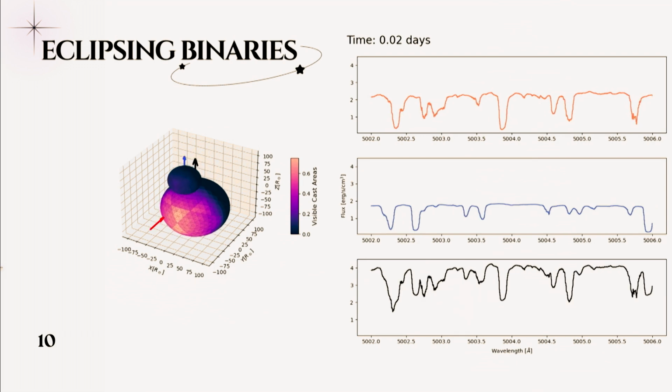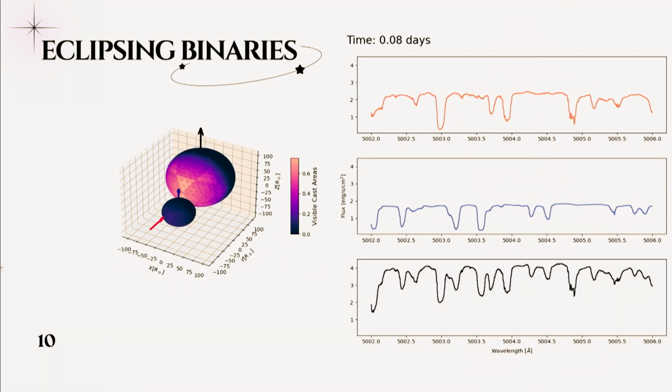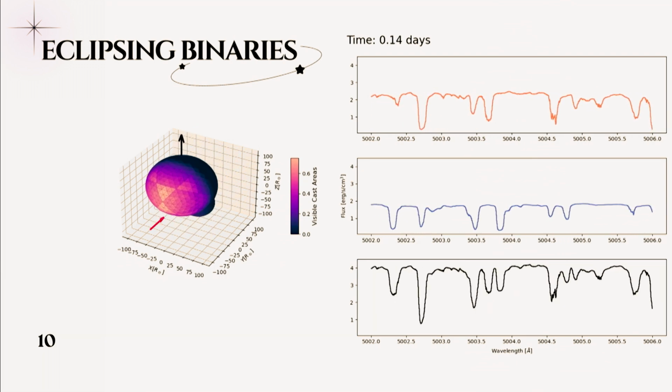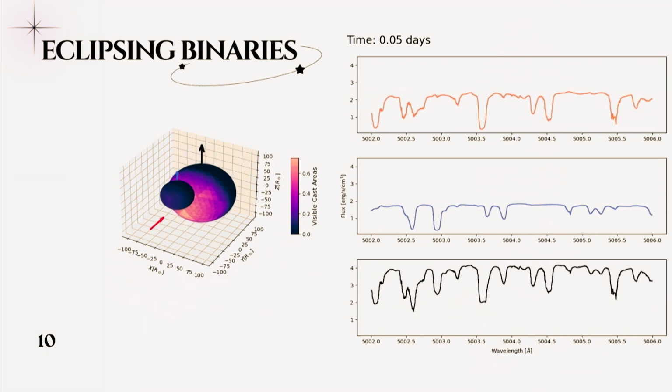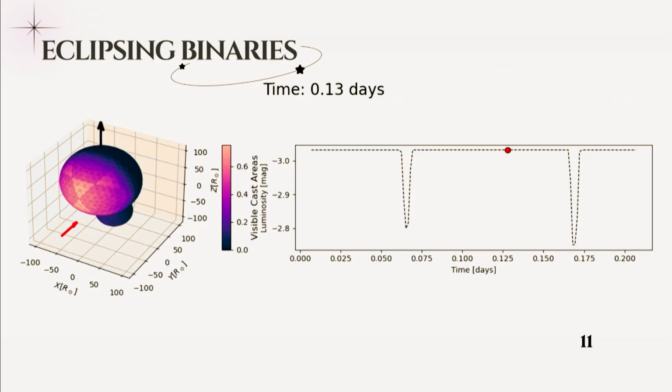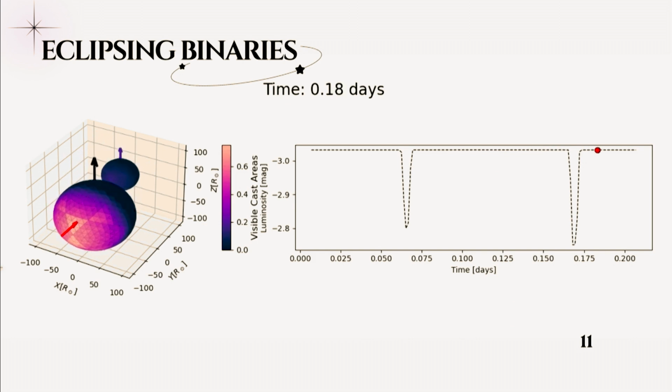And eclipsing binaries, where I am resolving the occlusion as well. You can easily produce the stacked spectra where you can see the lines shifting and disappearing, and then produce a synthetic light curve as well.